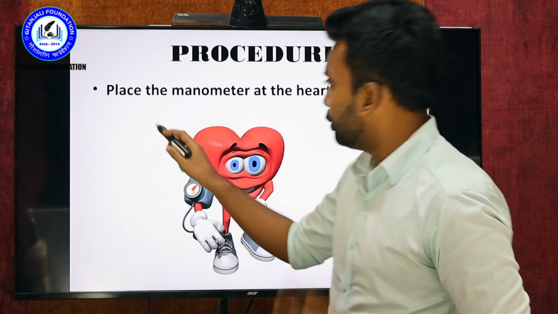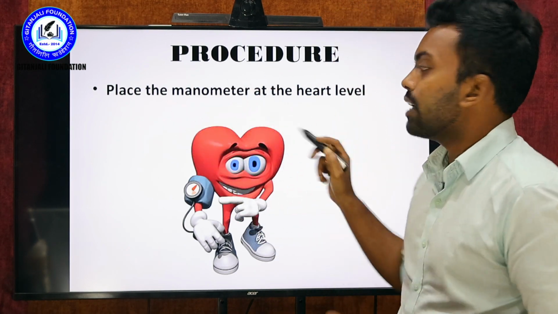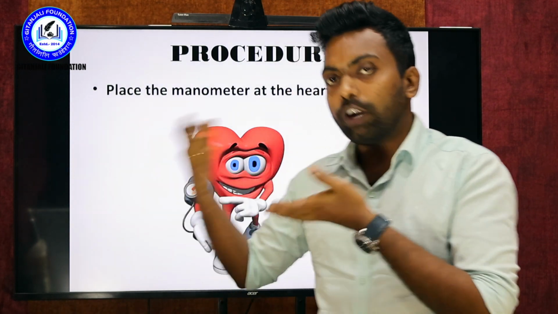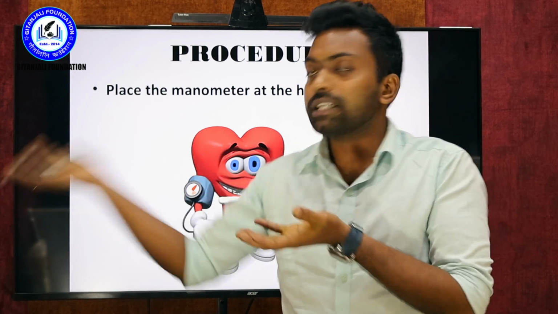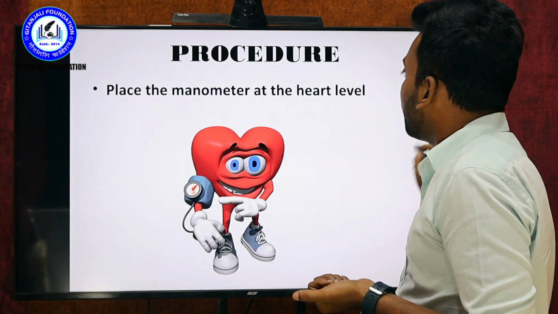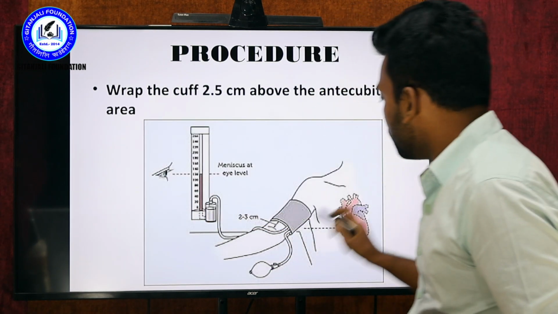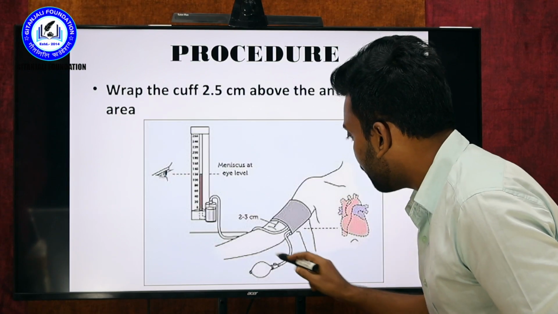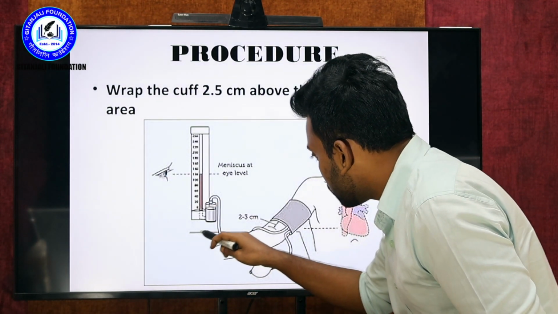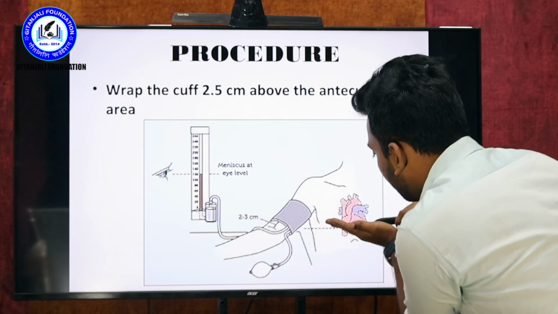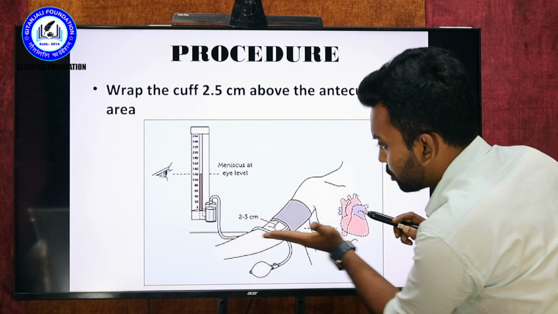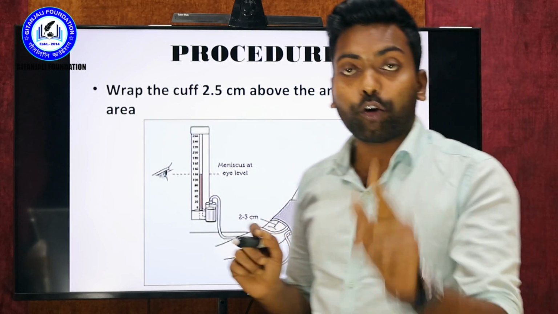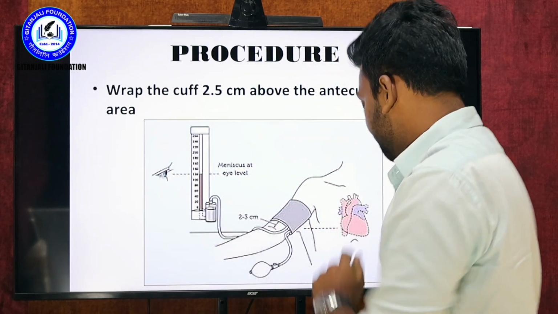And next, as I told you, place the apparatus at chest level. Whether you are doing the procedure in the lying or sitting position, the sphygmomanometer, the BP apparatus, must be at chest level. That is very important. You can see it in the diagram. This is the lying position of the patient, and I have drawn one line here. This is the cardiac position, which is nothing but the chest position. So it is placed at the chest position. Then only we will get accurate blood pressure measurement data.